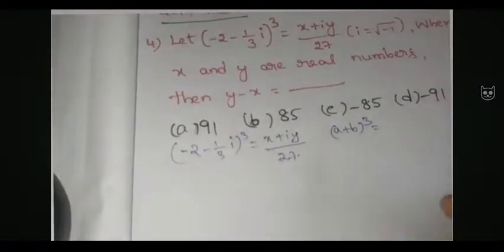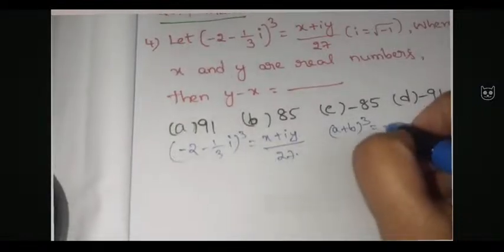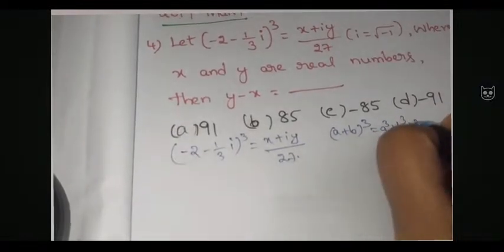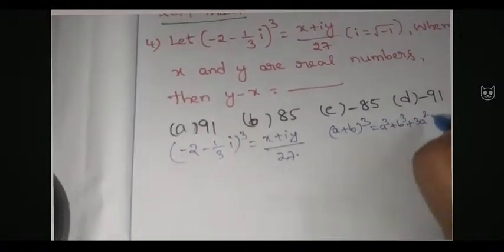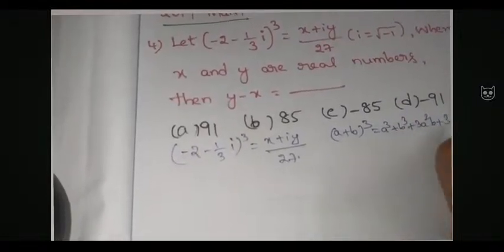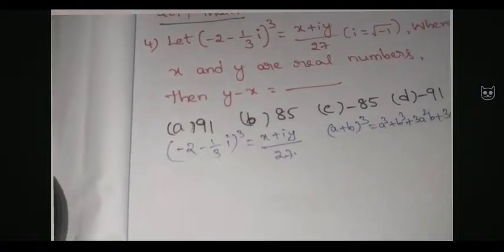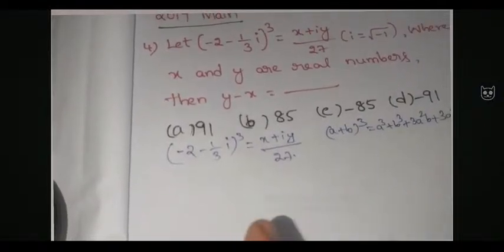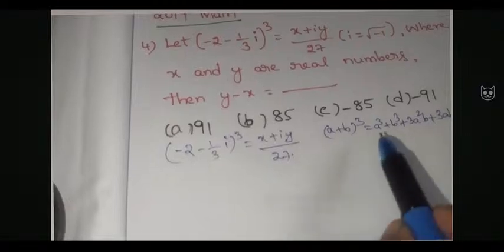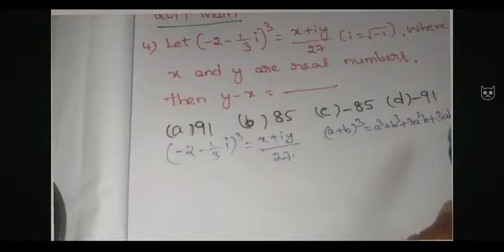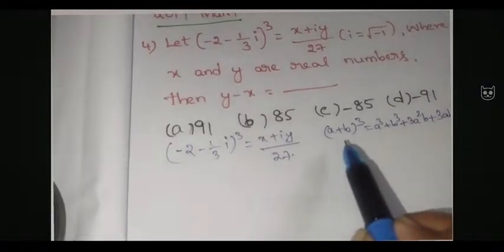What is the formula for (a + b) whole cube? a cube plus b cube plus 3a square b plus 3a b square. I explained about this formula in one of my videos. So a cube plus b cube plus 3a square b plus 3a b square is the formula for (a + b) whole cube.